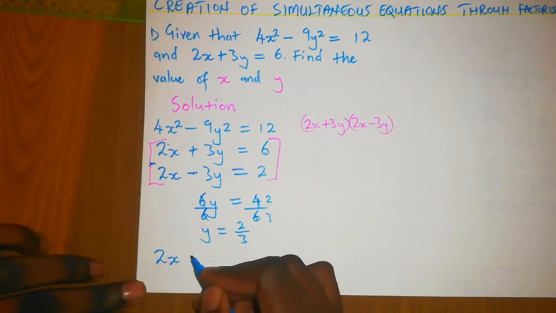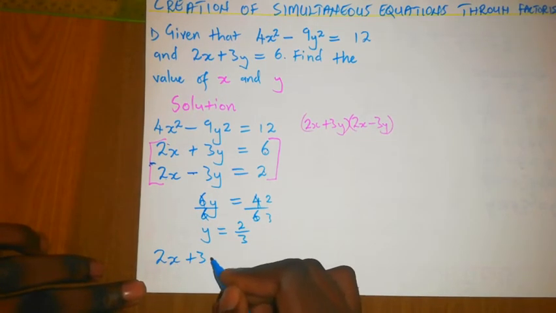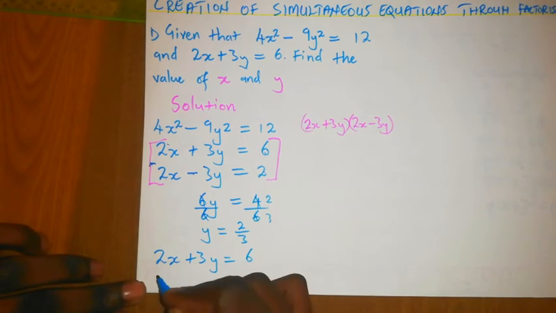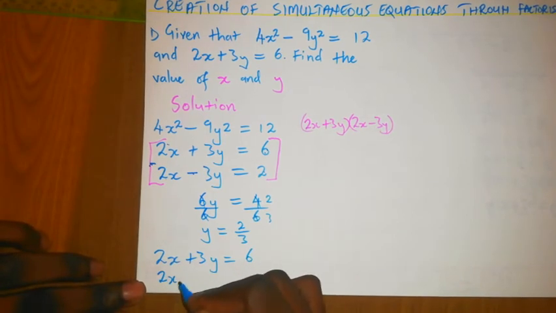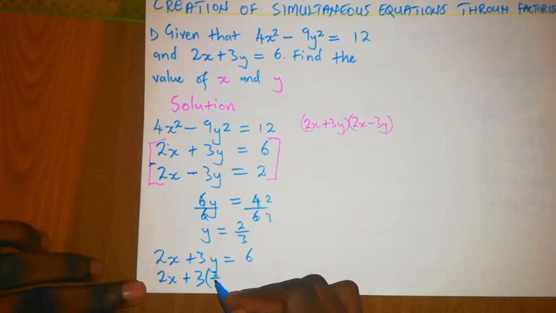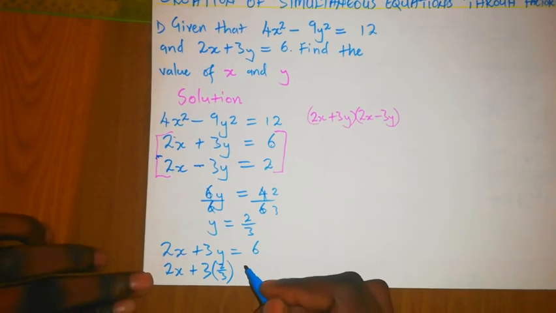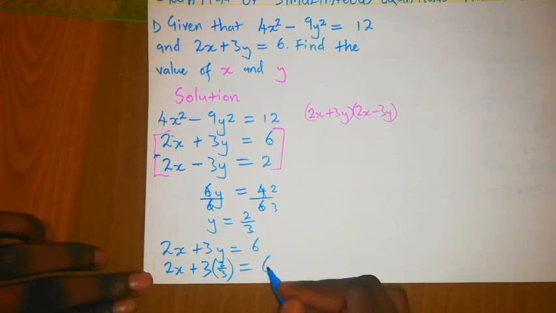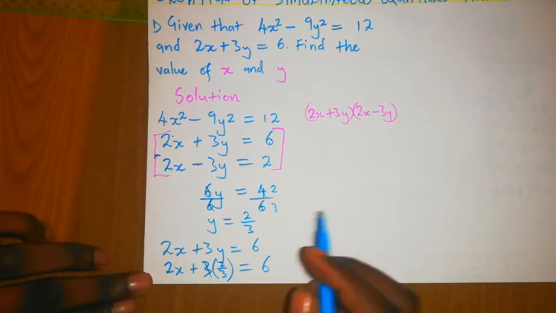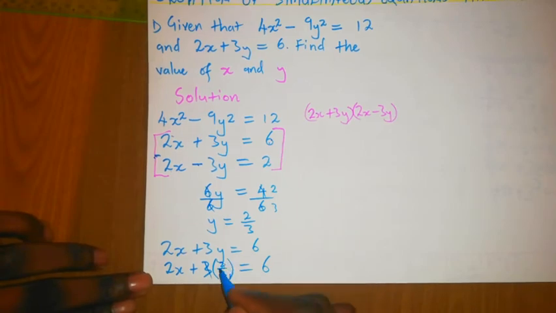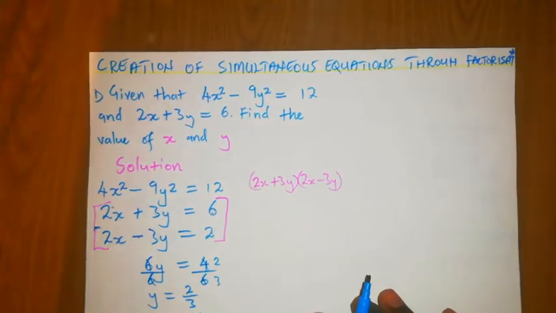2x plus 3y is equal to 6. Then it's now 2x plus 3 bracket 2 over 3 close is equal to 6. I'll then say 3 into 3, it's 1. Here I'm left with what? With that 2. It's now 2x plus 2.